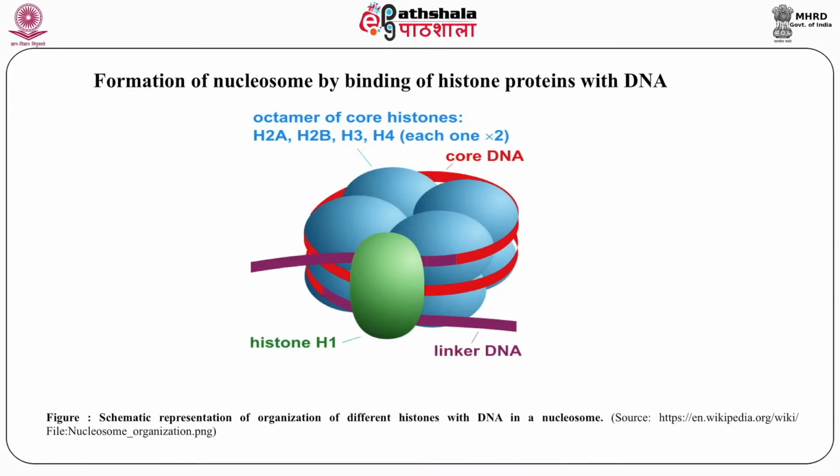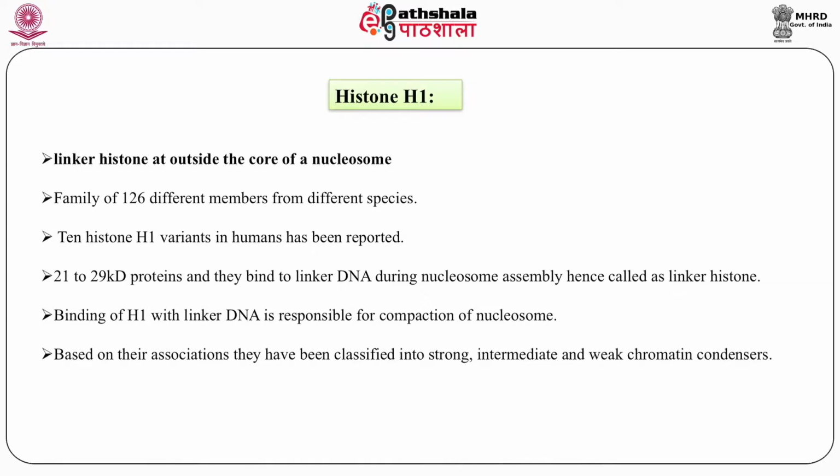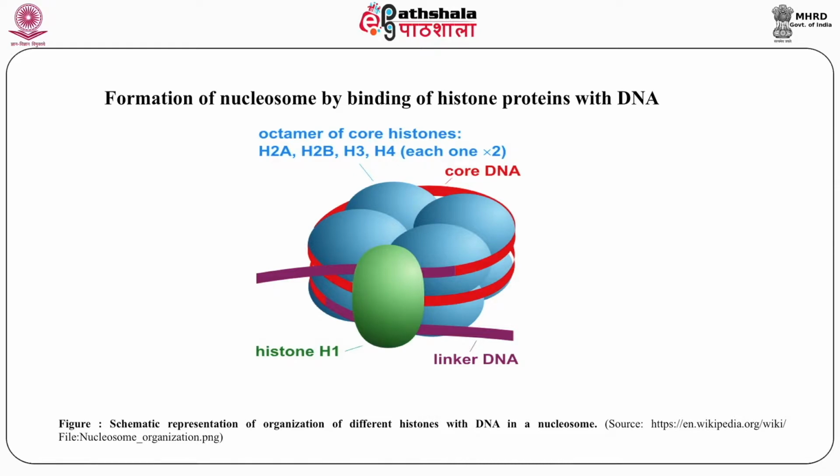Histone H1 is also known as linker histone as it binds to linker DNA during nucleosome assembly. If you see in the figure, it shows that it is a family of 126 different members from different species, and members of this family vary in molecular weight from about 21 to 29 kilodalton. The binding of H1 with linker DNA is responsible for compaction of the nucleosome. Hence, based on their association, they have been classified into stronger, intermediate and weak chromatin condensers. In humans, about 10 histone H1 variants have been reported so far.